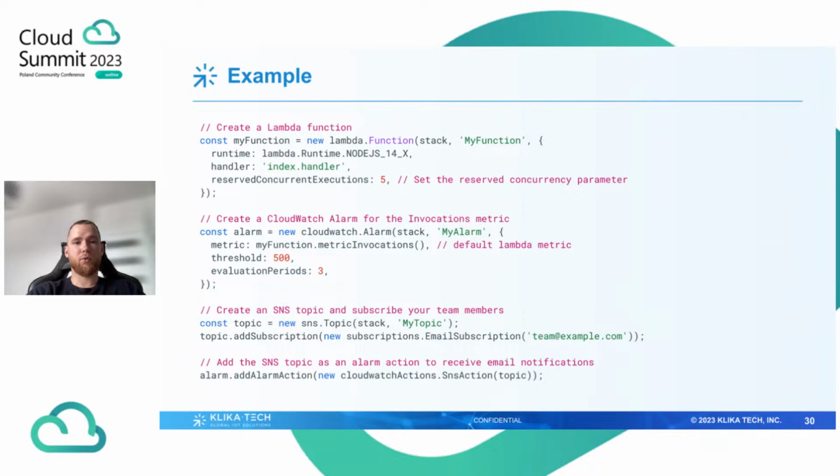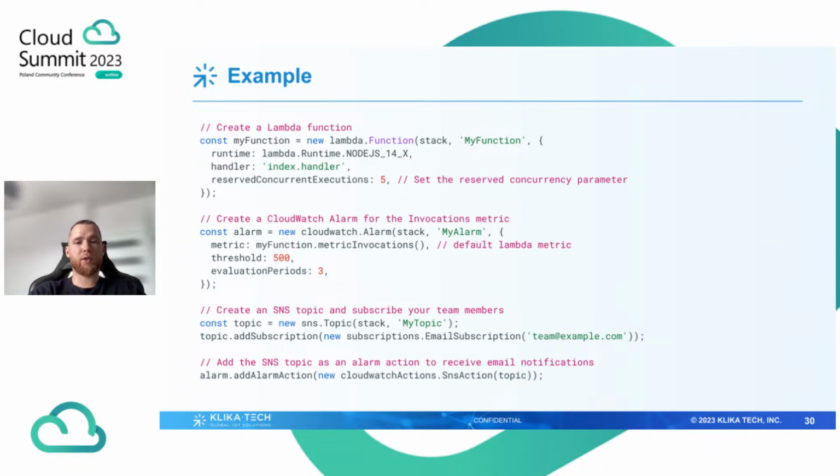First of all, when developing a Lambda function, always specify the reserved concurrency parameter. This parameter sets the maximum number of concurrent executions of a function, helping to prevent runaway resource usage. Additionally, you can use AWS CloudWatch to monitor the number of invocations of your Lambda functions and set up an alarm to notify you when the number of invocations exceeds a certain threshold.